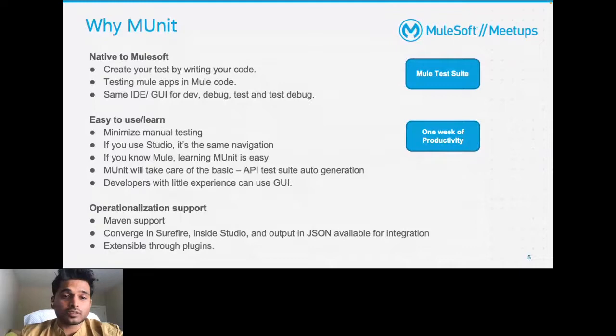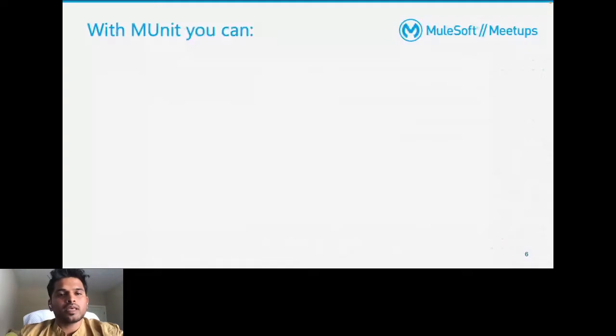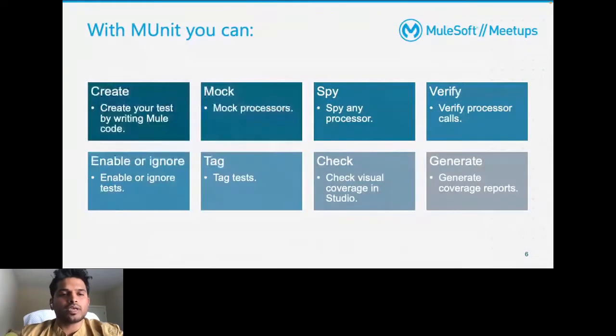MUnit also enables operational excellence, as it is integrated with Maven, which makes integration with build systems such as Jenkins very simple, right? So this enables our operational excellence. With MUnit, you can perform the following things. You can create your test by writing Mule code, as we discussed earlier.